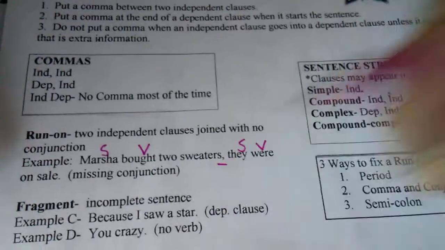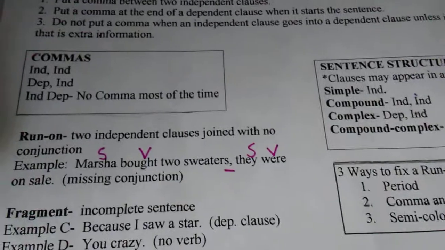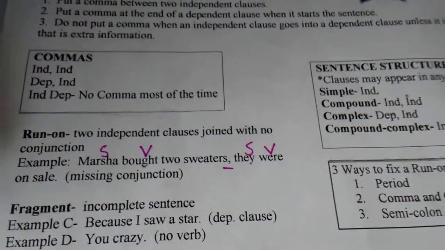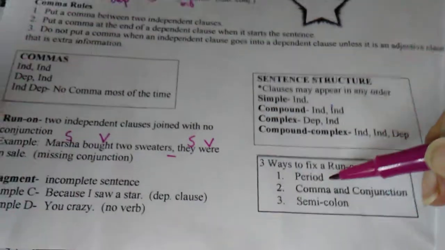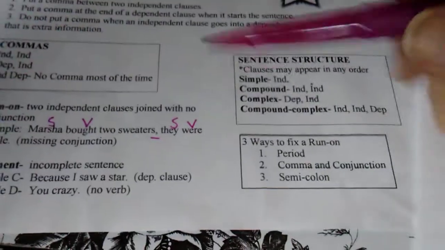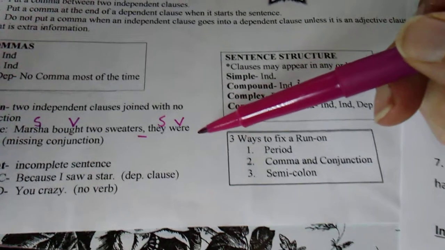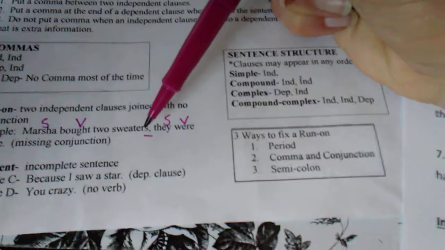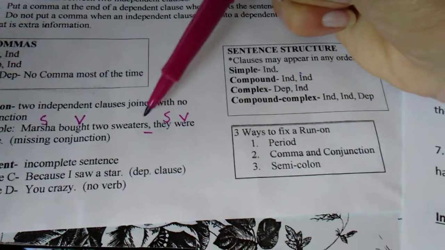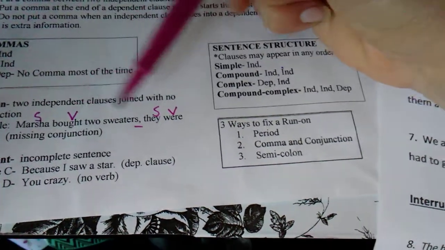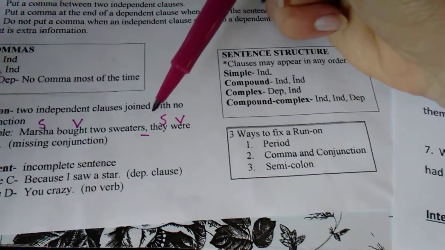So this person kind of stuck a comma between there, but a comma is not the same thing as a conjunction. So you do have a couple of ways to fix a run-on that are actually pretty easy, and you do want to use a variety of ways. So you could put a period here, capitalize that, and you've got 2 sentences. You can add a comma and a conjunction, so you would just pick a conjunction that makes sense. So we've got Marcia bought 2 sweaters, and then maybe because they were on sale, so then we're actually adding a subordinating conjunction, and that would be independent and then dependent, and we wouldn't need a comma.